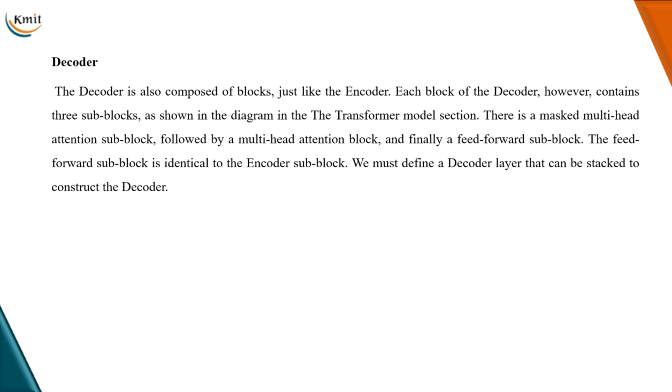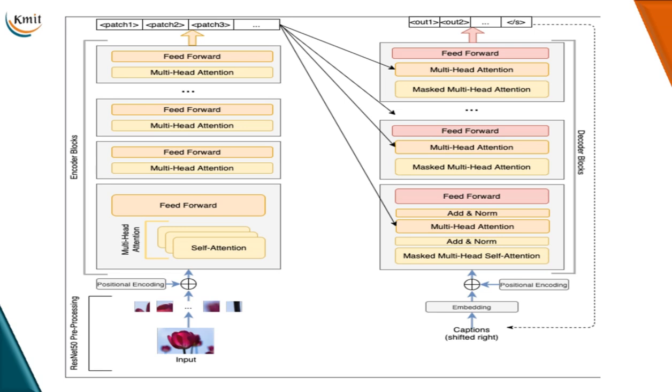Next I would like to talk about the decoder. The decoder is also composed of blocks just like the encoder, as you can see here in the figure. Each block of the decoder, however, contains 3 sub blocks. In this particular diagram of the transformer, you can see there is a masked multi-head attention sub block, a multi-head attention block, and also a feed forward sub block. This feed forward sub block is identical to the encoder sub block. We just have to define a decoder layer that can be stacked to construct the decoder.